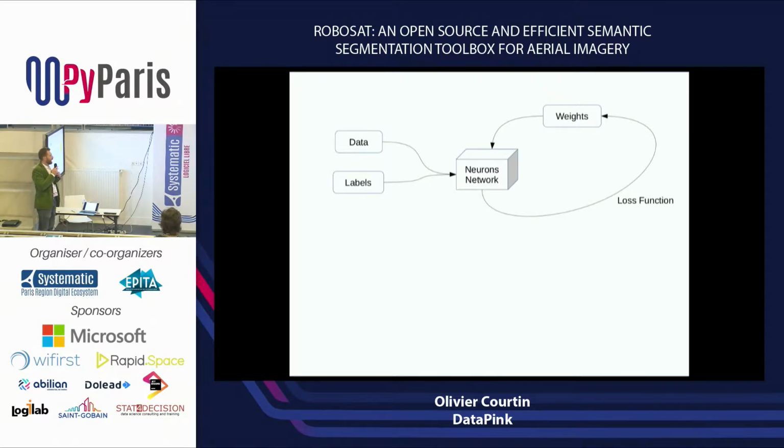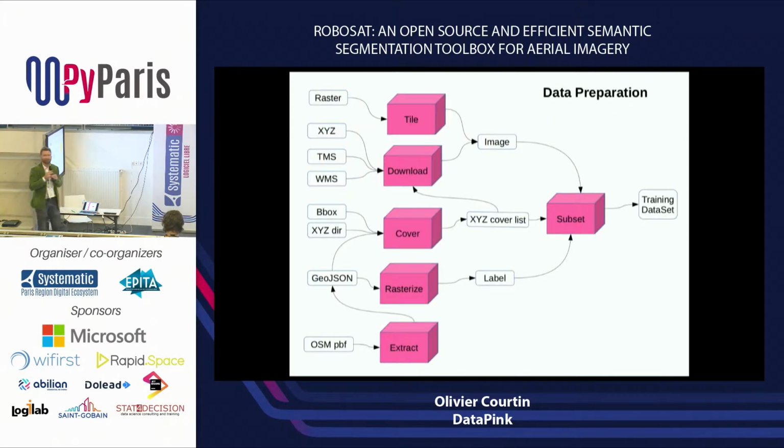So if we look at a neural treatment, if we want to train in a supervised way, we need data, labels, neural networks, a loss function, and weights. So the first thing to help us with any kind of platform will be to help us on the data preparation, and Robosat helps us with several kinds of tools. The pink ones are several tools provided inside Robosat. And the whole aim is to help you to prepare your training data set.